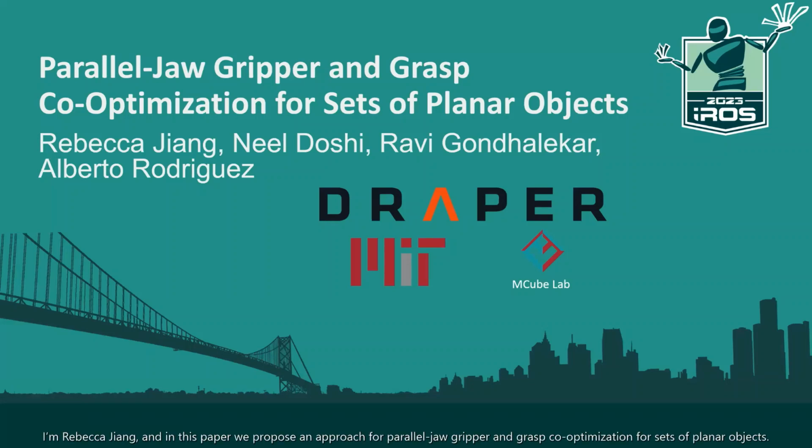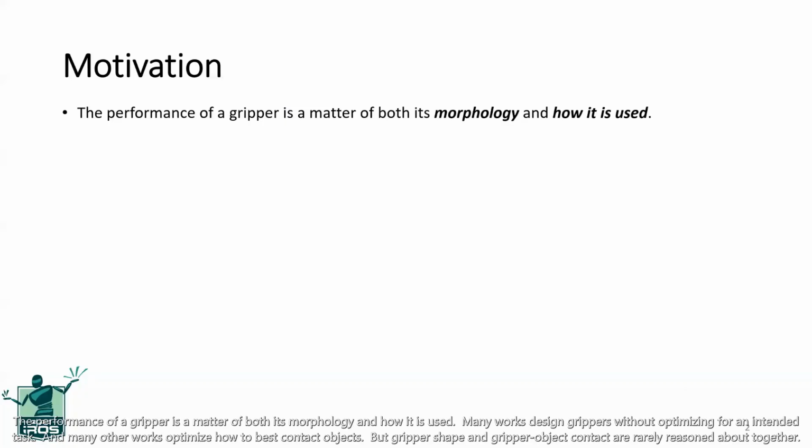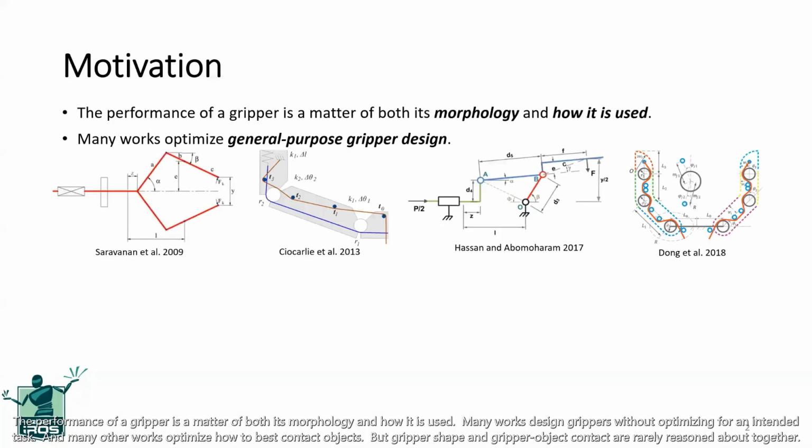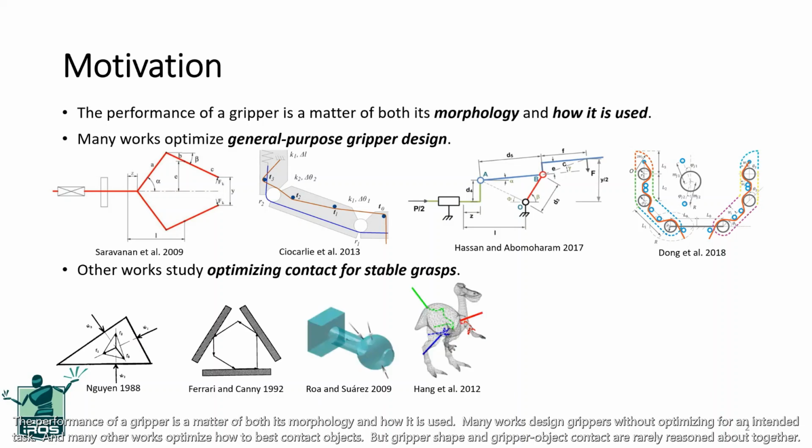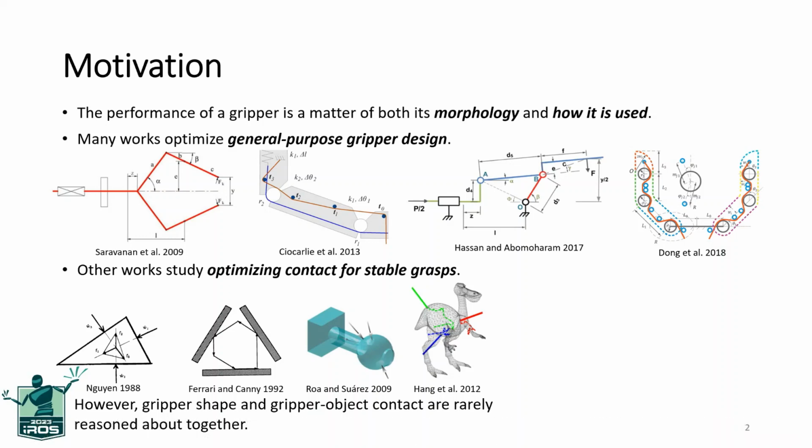I'm Rebecca Jiang, and in this paper, we propose an approach for parallel jaw gripper and grasp co-optimization for sets of planar objects. The performance of a gripper is a matter of both its morphology and how it is used. Many works design grippers without optimizing for an intended task, and many other works optimize how to best contact objects. But gripper shape and gripper object contact are rarely reasoned about together.